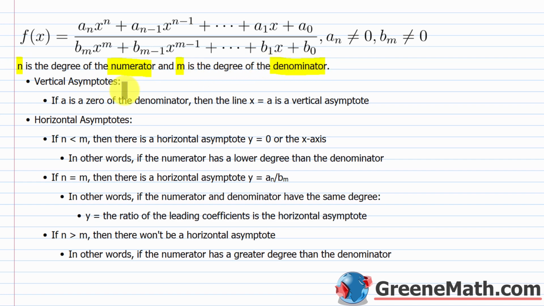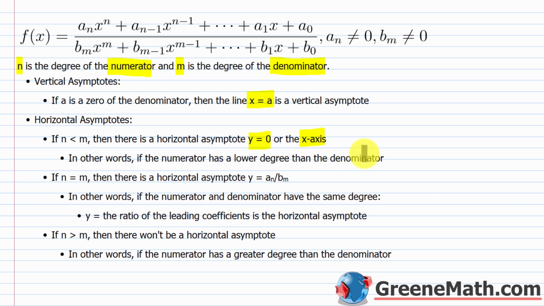So for the vertical asymptotes, again, if a is a 0 of the denominator, then the line x equals a is a vertical asymptote. So that's very straightforward. Take your denominator, set it equal to 0, and solve. That's how you're going to find your vertical asymptotes. Then for horizontal asymptotes, you have these three different situations. First, if n is less than m, then there is a horizontal asymptote y equals 0, or the x-axis. So it's just that simple.